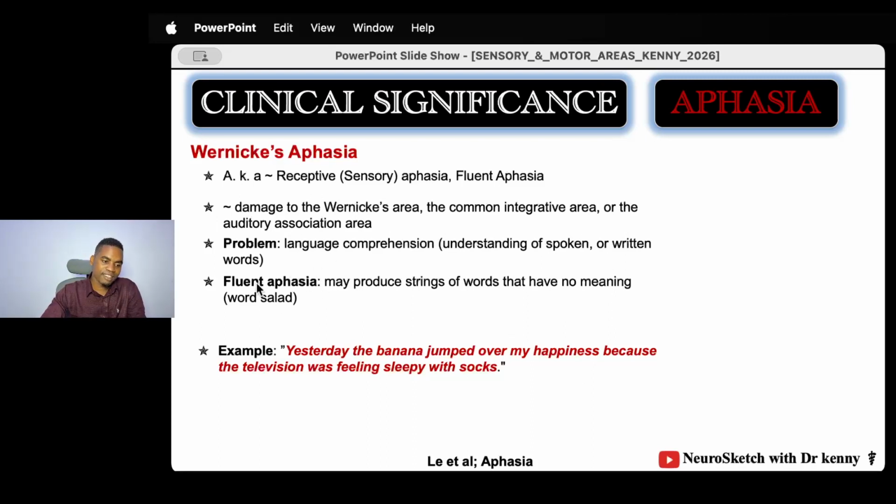So one more time, these people have fluent aphasia. They are talking continuously. They are producing strings of words, but these words have no sense, and this is called word salad. The words are mixed up. For example, saying, yesterday the banana jumped over my happiness because the television was feeling sleepy with socks. You see, someone is talking continuously with no breaks, but what he's saying does not make sense. This is the classic picture of Wernicke's aphasia.